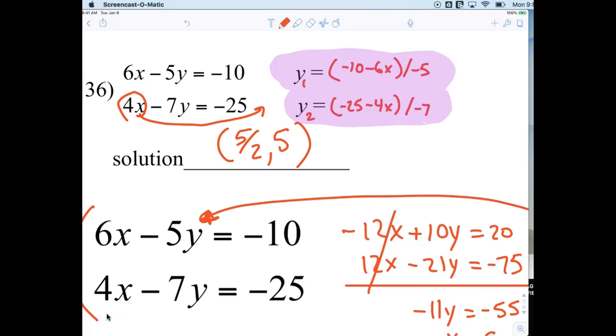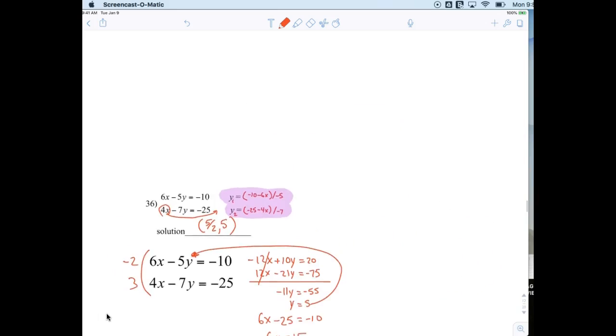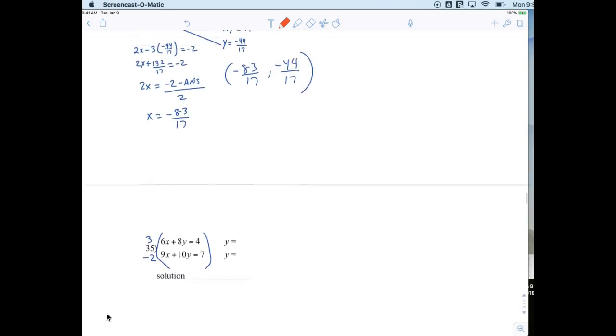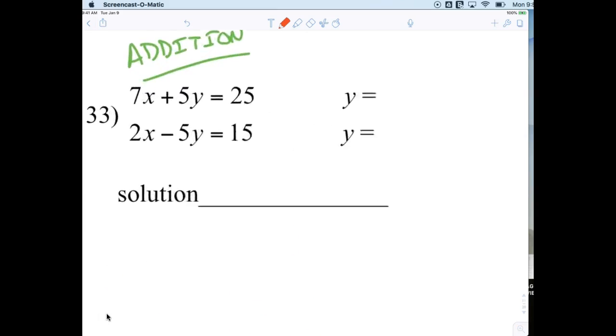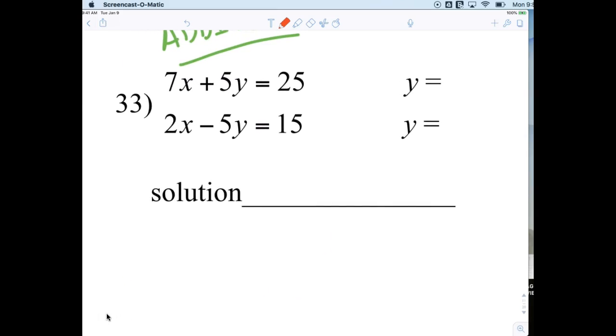And then what's 33? All right, let's take a look at 33. All right, now what's nice about this one, right? It's just an addition problem, right? So this one shouldn't be too bad. Just got to be careful. So 9x is equal to 40. So x is equal to 40 over 9.